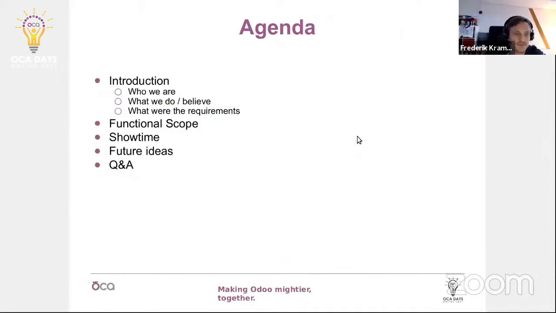First, I'd like to give a short introduction on who we are, what we do, and what we believe, and what our requirements were for creating this module or this application on Odoo. I would like to introduce the functional scope of the module, and of course, I would like to spend most of the time actually presenting what the tool is able to do. Then I would like to shortly discuss the future ideas that we have to take this Vault module or application further, and then finally the QA session.